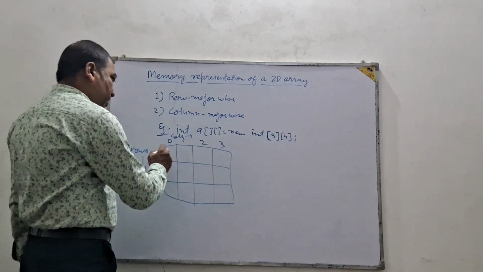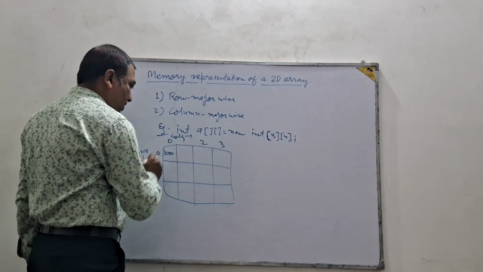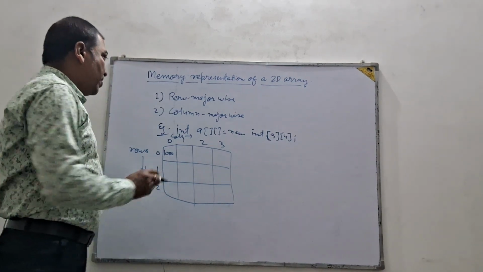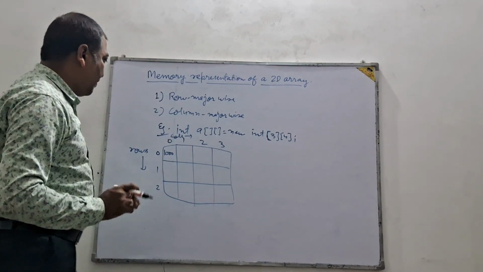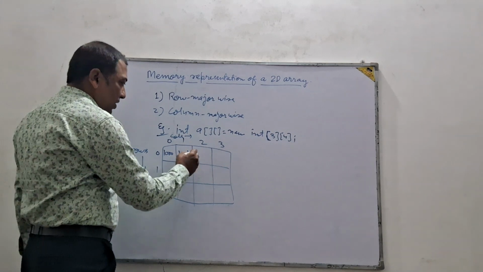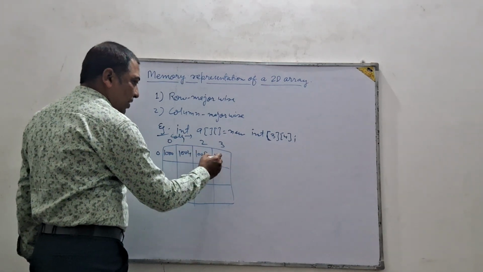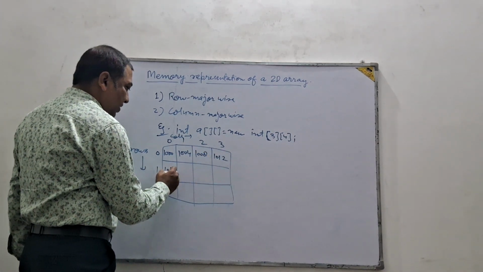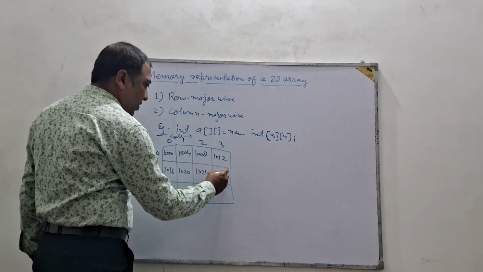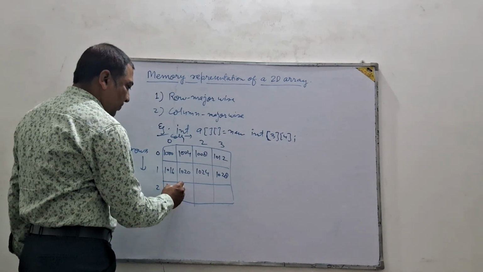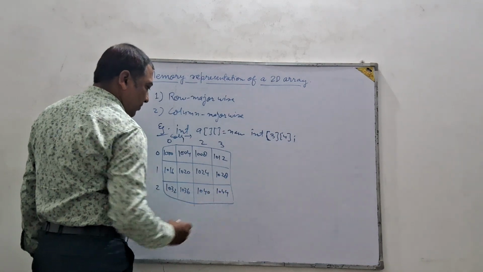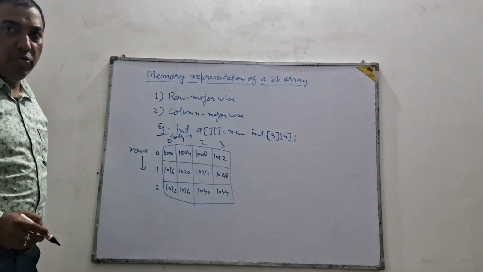Suppose the address of the first block is 1000, and the memory is allocated row major wise. Because one int occupies 4 bytes in memory, the next block address will be 1004, this will be 1008, this will be 1012, 1016, 1020, 1024, 1028, 1032, 1036, 1040 and 1044. So this allotment is for row major wise.